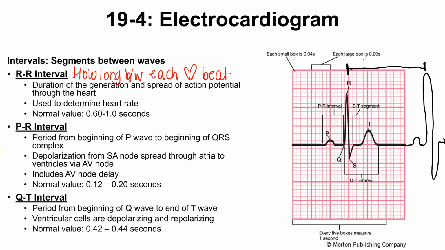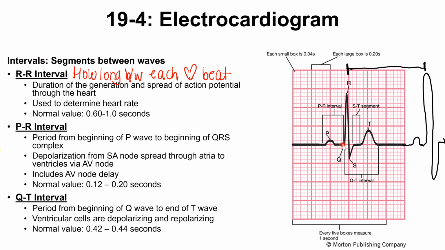The P to R interval is going to be the period from the beginning of our P wave, which we can see here, to the beginning of the QRS complex. And basically what this one's going to represent then is the depolarization from the SA node spread throughout the atria until the AV node receives the signal. So SA node until AV node and all of the actions that occur between.